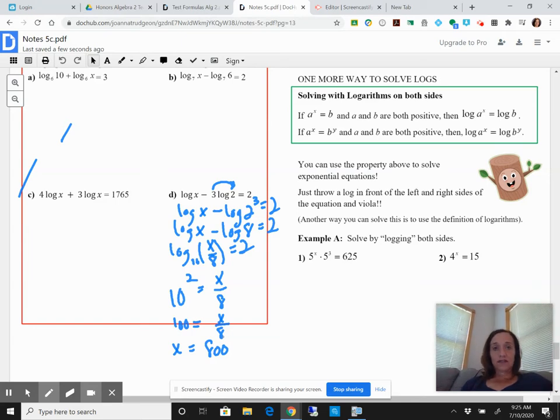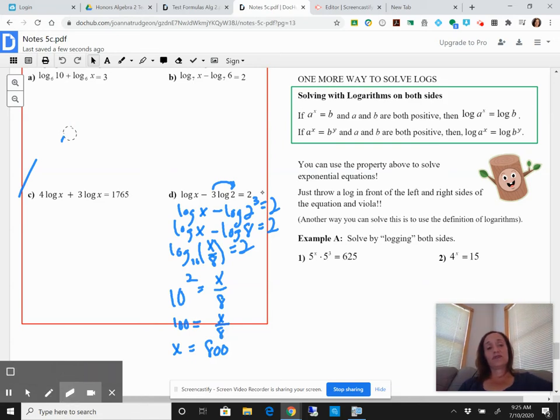Can you plug this into your calculator and see if it's correct? Yes. Do log 800 minus 3 log 2, and you'll see that it equals 2. So that's a good way to check when you do your test, to make sure you are checking your answers like that. All right, you should be able to go ahead and do A, B, and C.